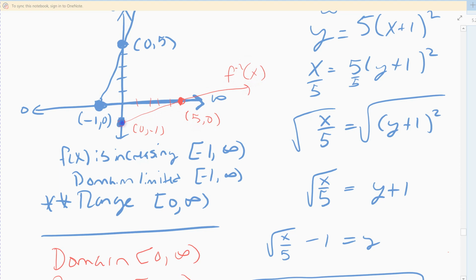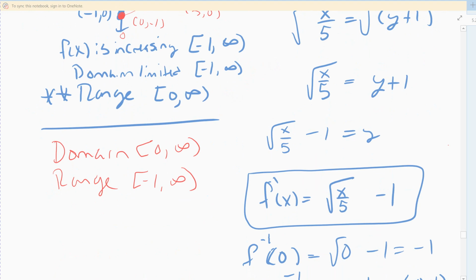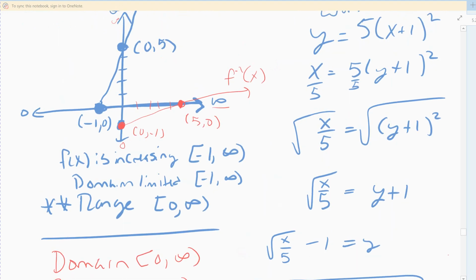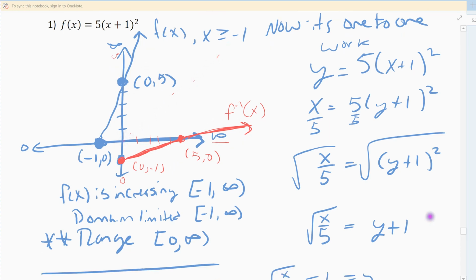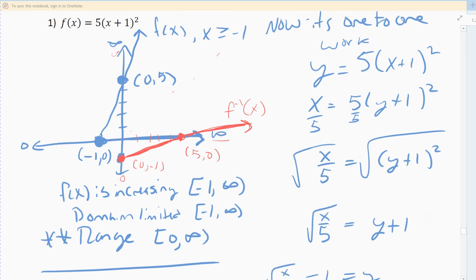Its domain is 0 to infinity, right? 0 here to infinity. Its range is negative 1 to infinity, and so it does have the opposite. Every point on my inverse is a flip of the point on my original. All right, so again, this red piece here is perfectly reflected of the blue piece over that line y equals x, remember that line that goes through the origin. And there's the inverse of a function where I've limited its domain.